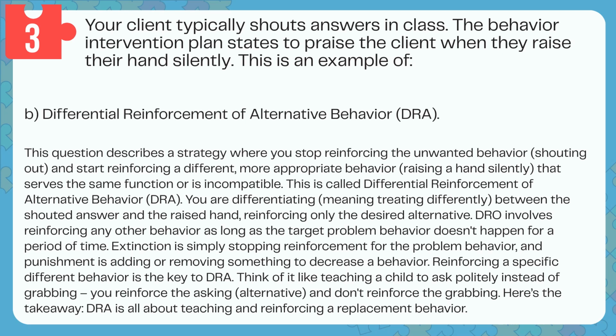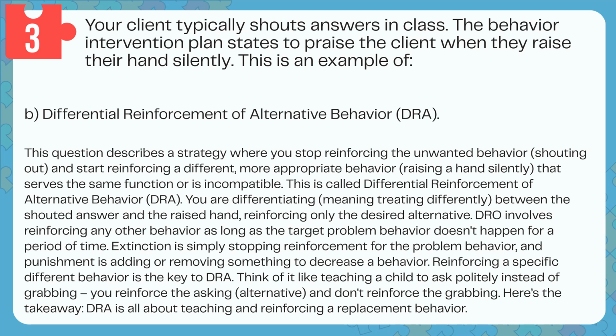This question describes a strategy where you stop reinforcing the unwanted behavior, shouting out, and start reinforcing a different, more appropriate behavior, raising a hand silently, that serves the same function or is incompatible. This is called differential reinforcement of alternative behavior, DRA. You are differentiating, meaning treating differently, between the shouted answer and the raised hand, reinforcing only the desired alternative.